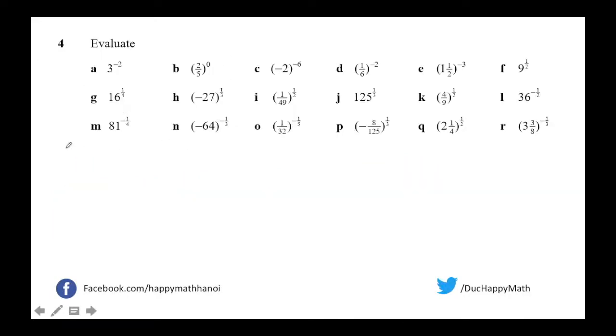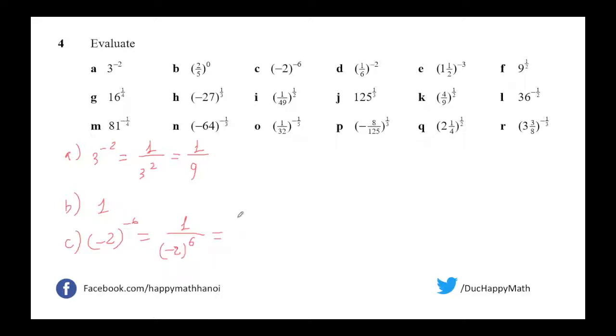Now put together. A, you have 3 to the power of minus 2. It means 1 over 3 to the power of 2, which is 1 over 9. B, the power number is 0, so the result always equals 1. C, minus 2 minus 6 will be equal to 1 over minus 2 to the 6.